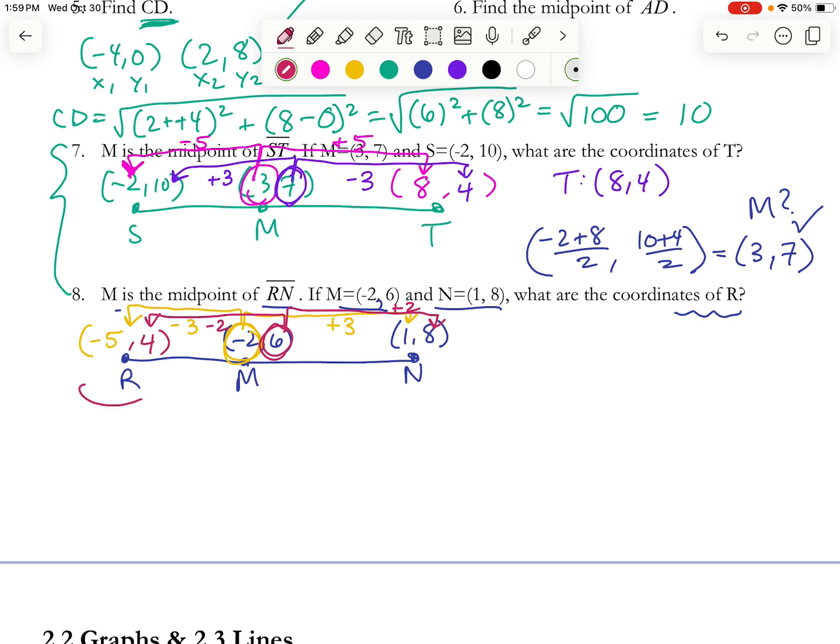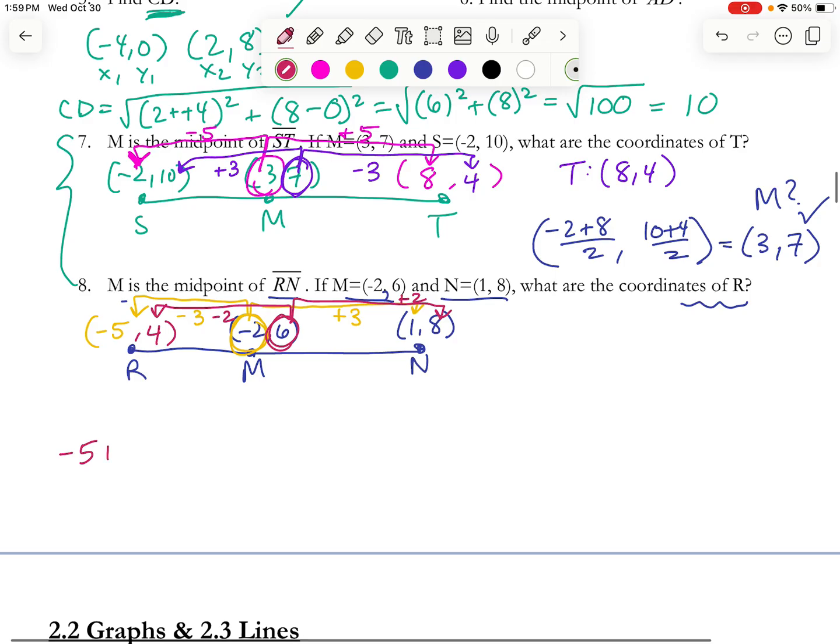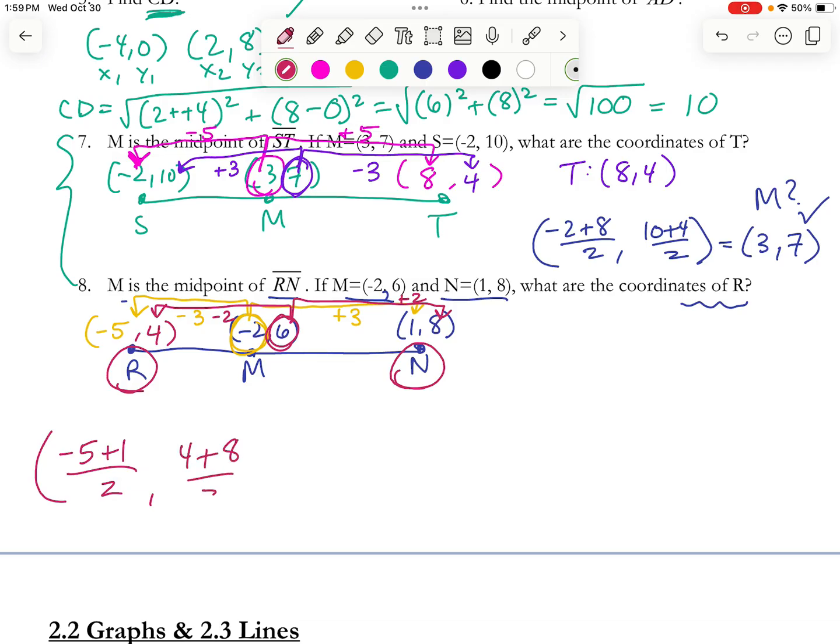I always encourage you to check your answer. You're wondering if the midpoint of RN is M. So is (-5 plus 1) over 2, this is me checking these two points, x1 plus x2, and then (4 plus 8) over 2. You're wondering, is this point M? You get -2, and 4 plus 8 over 2 is 6. So yes, this is M, and we are all good to go.